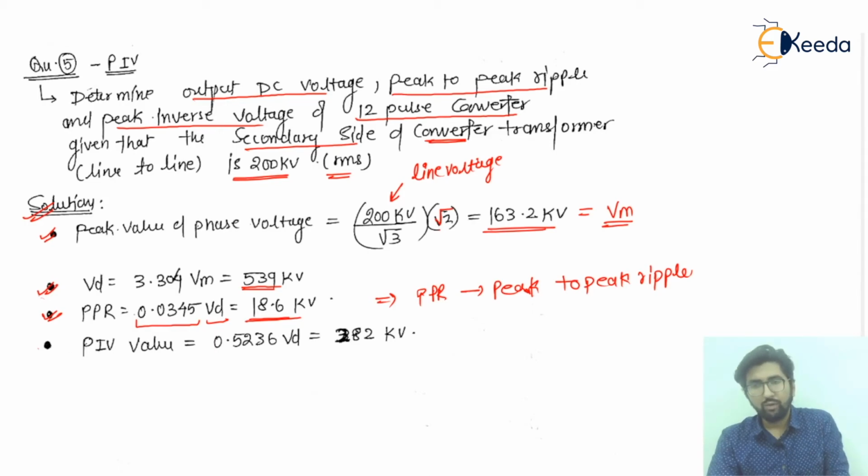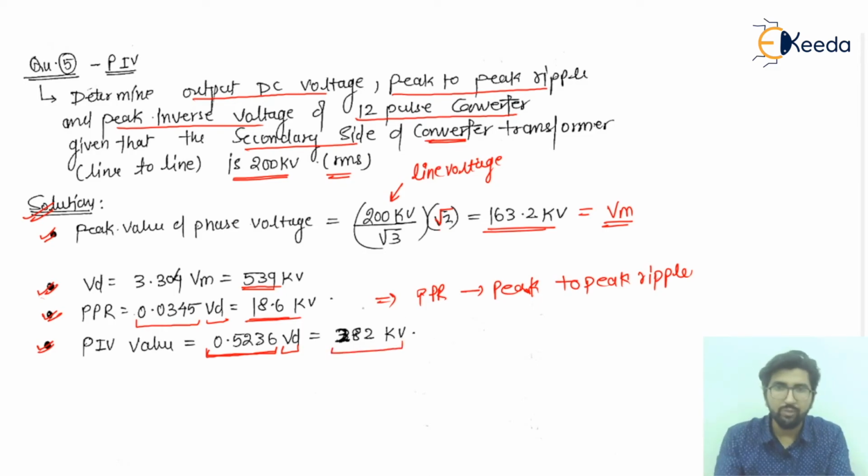Now, if I talk about the peak inverse voltage, that is the PIV value, you have to remember this also. If you are not remembering that formula, please go through the lecture of the 12 pulse converter, which I covered before the numerical started. After the multiplication with VD and this value, you are going to get 382 kilovolt. So I hope you have understood up to this numerical.